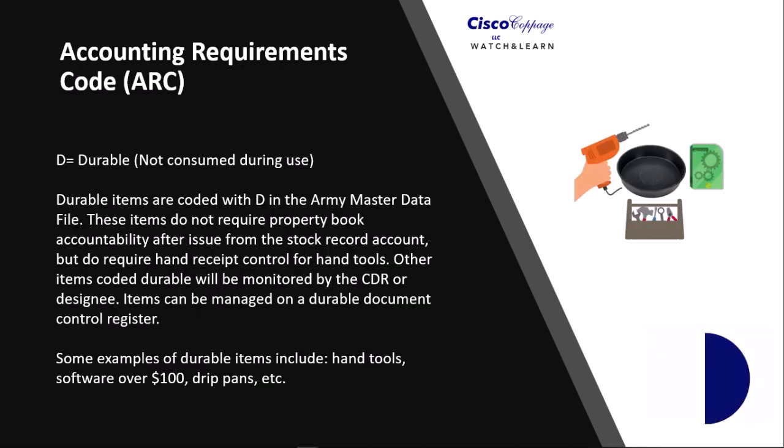Durable items are not consumed during use. Durable items are coded with the D in the Army Master Data File. These items do not require property book accountability after issue from the stock record account, but they do require hand receipt control for hand tools. Other items coded durable will be monitored by the commander or the designee. Items can be managed on a durable document control register. Some examples of durable items include hand tools, software over $100, drip pens, etc.